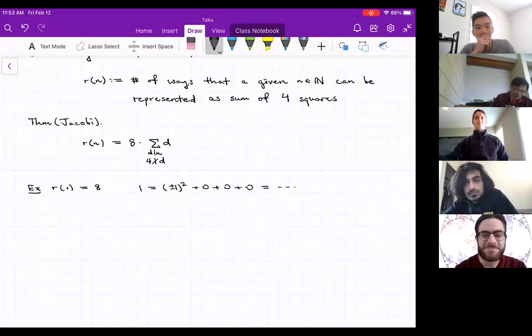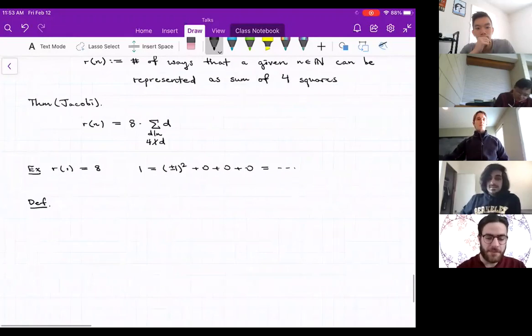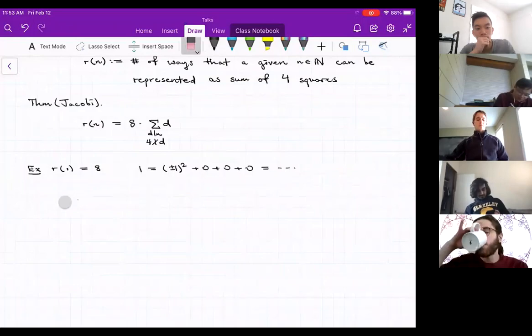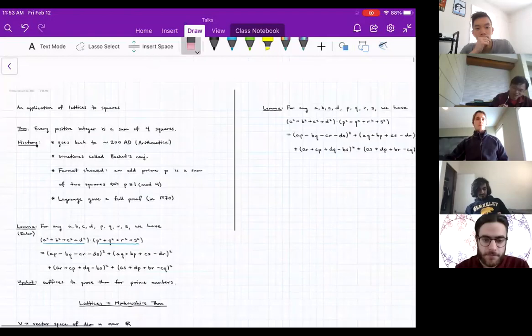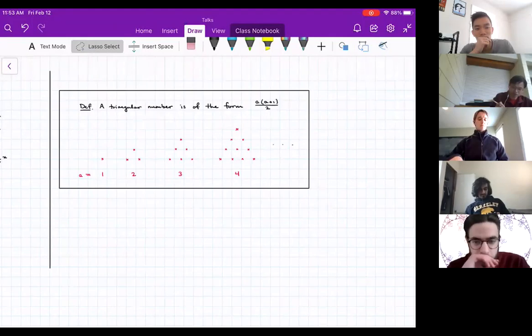Okay, so now let's look at triangles rather than squares. So, the last definition, a triangular number. I think I saved a note somewhere, because this is a bit of a thing to write out. So this is the definition of a triangular number.